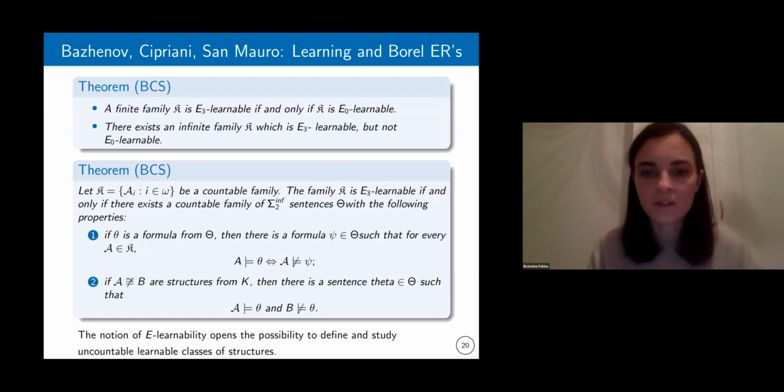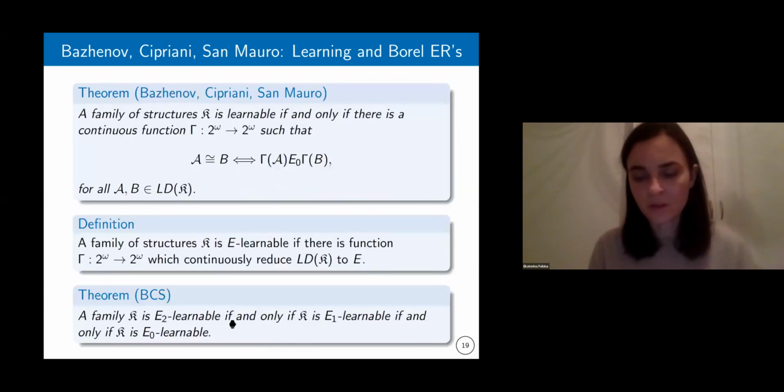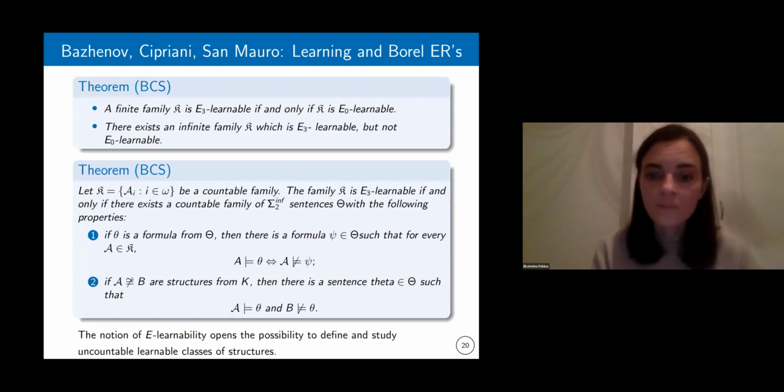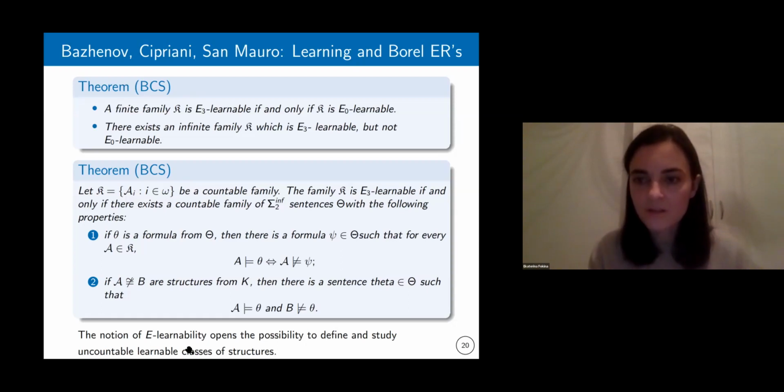But what they did, they proved that some of those notions coincide for some relations, while for other relations they are different. And they also gave a syntactic characterization of this E3 learnability. What is nice about this notion is that now we can basically define and study learnability for uncountable classes of structures. So everything that I talked about, these were classes with only finitely or countably many isomorphism types in the class.